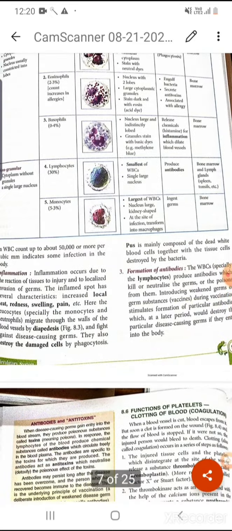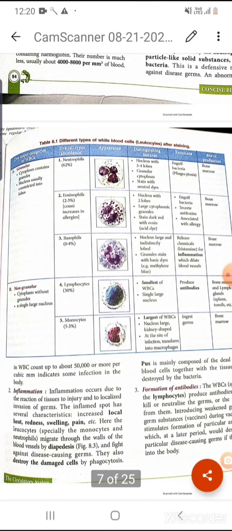So these are the functions of leukocytes. Next, you can see here two types of WBCs: granulocytes and agranulocytes, meaning granular and non-granular. What are the granular cells, and why are they called granular? In the cytoplasm they contain granules, and the nucleus is usually constricted into lobes. Not one nucleus, they have two or three lobes. Neutrophil, eosinophil and basophil are the granular blood cells.